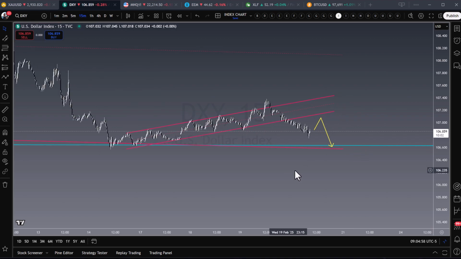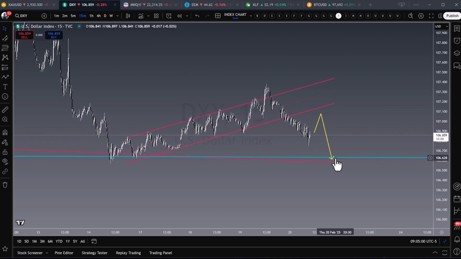But this is a place that if you do get into a short, you want to get out at this level here and wait and see what the dollar index does, if it holds or if it breaks. And if it breaks, a retest and a move down is what you're going to be looking for in these 15-minute charts.